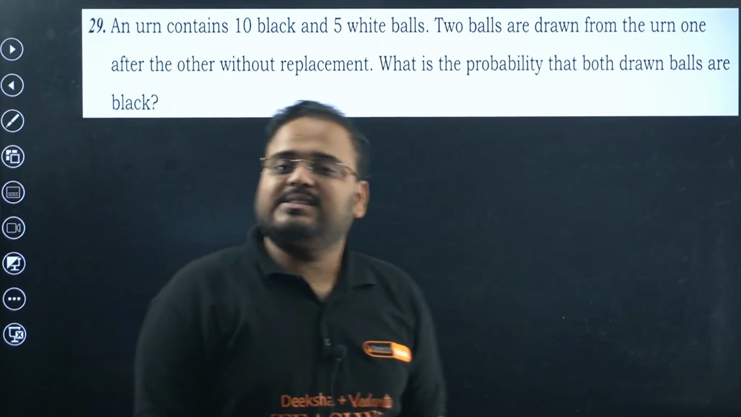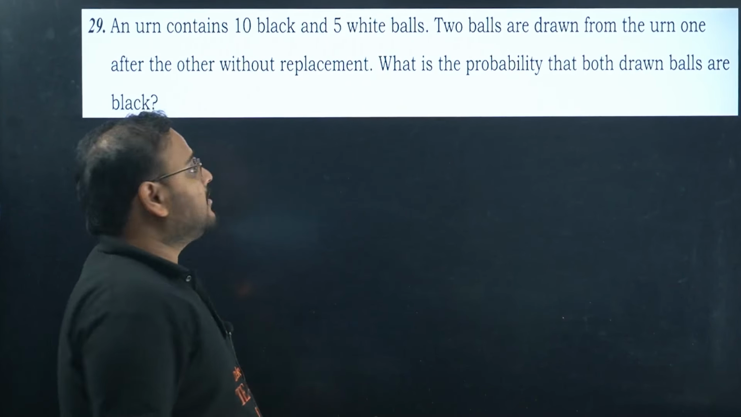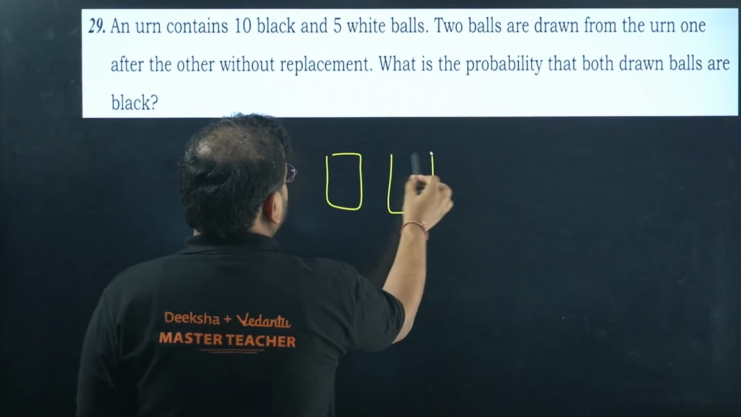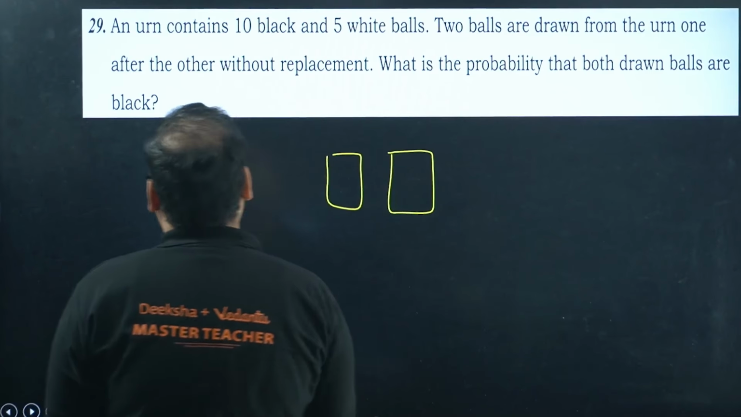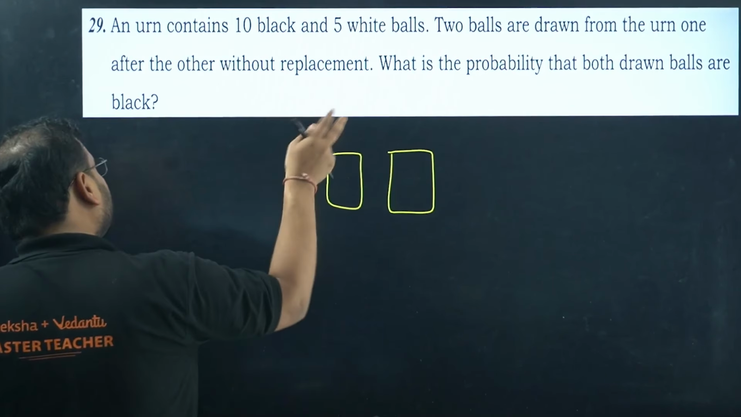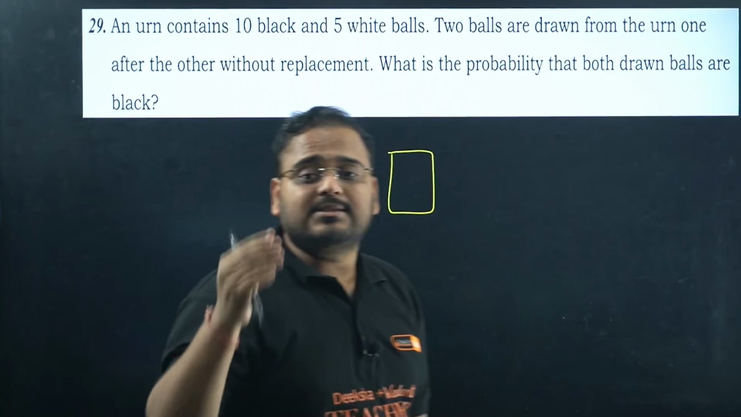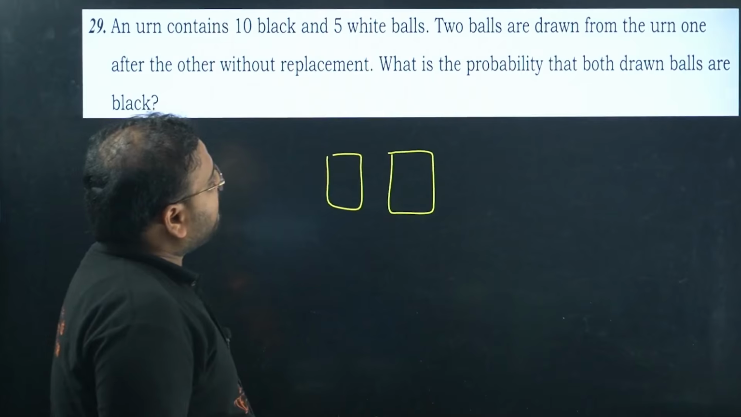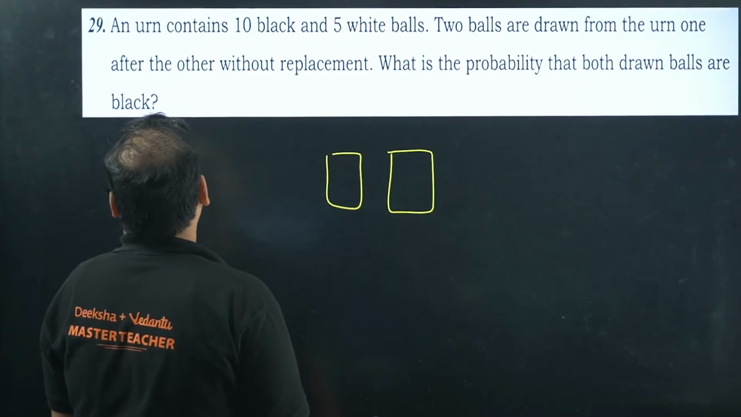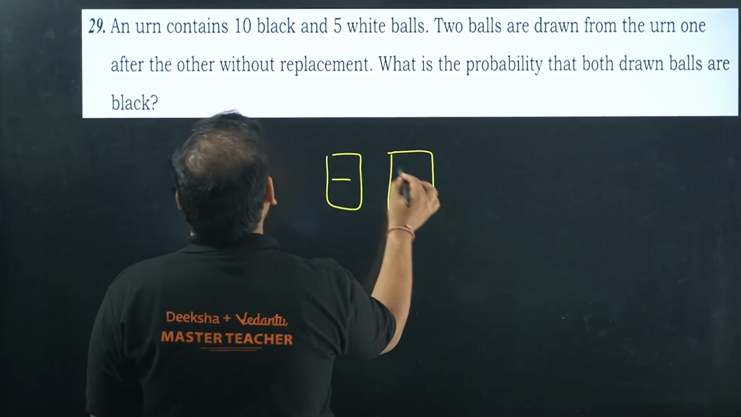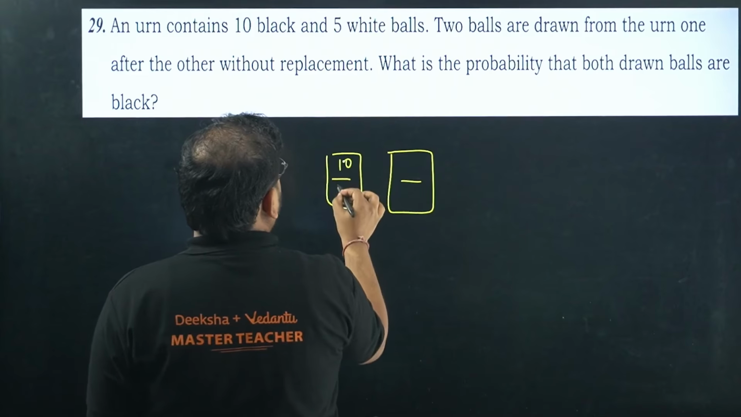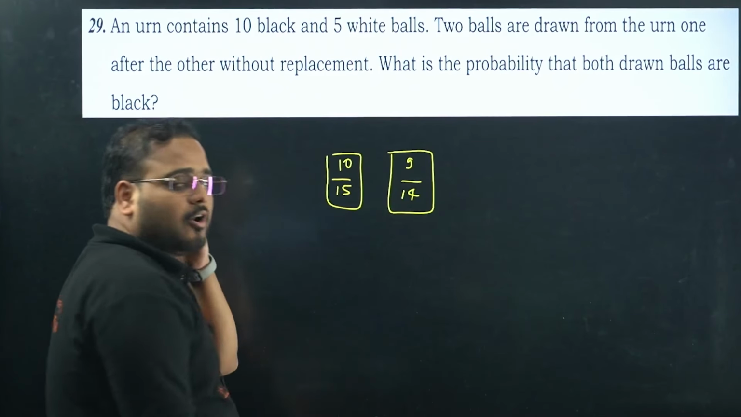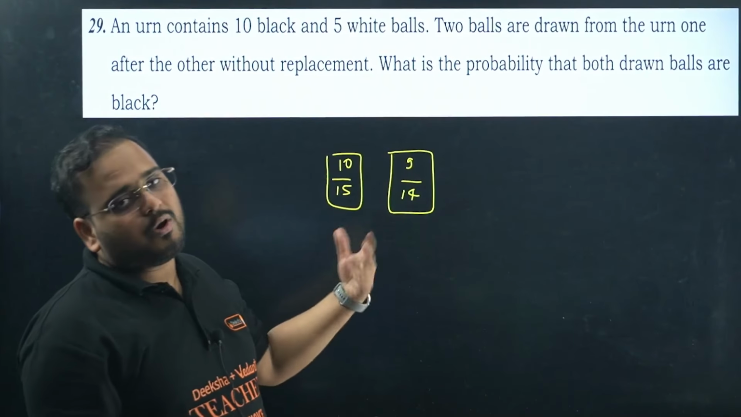An urn contains 10 black and 5 white balls. Two balls are drawn at random. Two balls drawn, one after the other without replacement, which means the number will reduce. Without replacement means the number of balls will reduce. What is the probability both drawn balls are black? Blacks are 10 out of 15 for the first one, and the other will be 9 out of 14. If one of the blacks is drawn, black will be less, and the total number of balls will also be less.